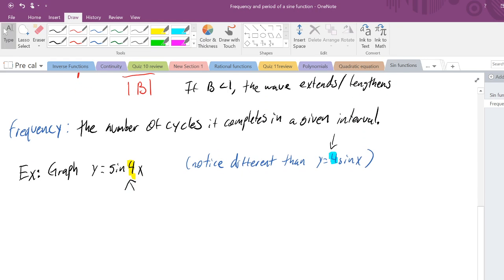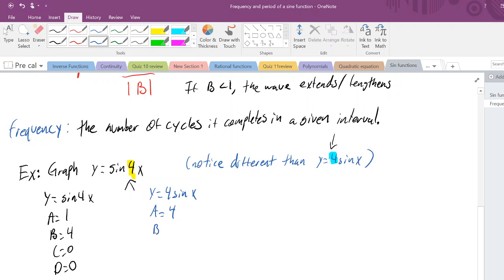So if we put this side by side so you guys can see the difference: if I have y is equal to sine of 4x, and y is equal to 4 sine of x, as you can tell, my a here is equal to 1, my b is equal to 4, my c is equal to 0, and d is equal to 0. While over here, my a is equal to 4, the b is just equal to 1, c is equal to 0, and d is equal to 0. So there's a difference.